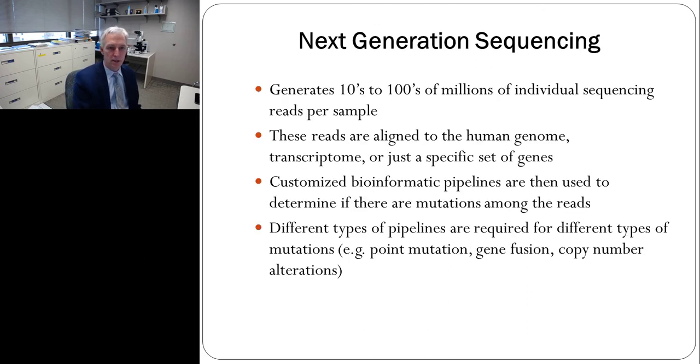So next-gen sequencing generates tens to hundreds of millions of reads. And what we do is we align, depending on what we're trying to accomplish, those reads either to the human genome, the transcriptome, or just a specific set of genes. And we have to use customized bioinformatic pipelines to determine if there are mutations present in the reads. Different types of pipelines are required for different types of mutations. So typically for DNA next-gen sequencing, where you're looking for a point mutation or indels, you'd use one type of pipeline. We use an entirely different type of pipeline for gene fusion detection. And another type of pipeline might be required if you're looking for copy number alterations.